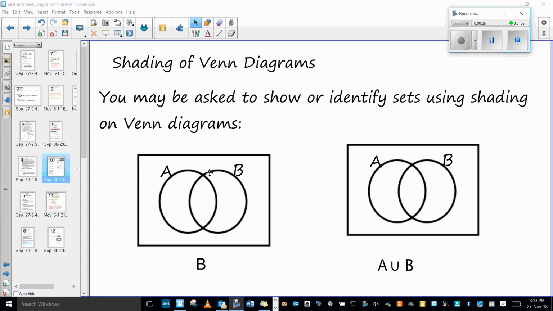So here's a diagram. They've asked us to shade set B. So what you would do, I can do this, look. You can't do it this way because it won't shade in the correct area. So this is the bit that you would shade.